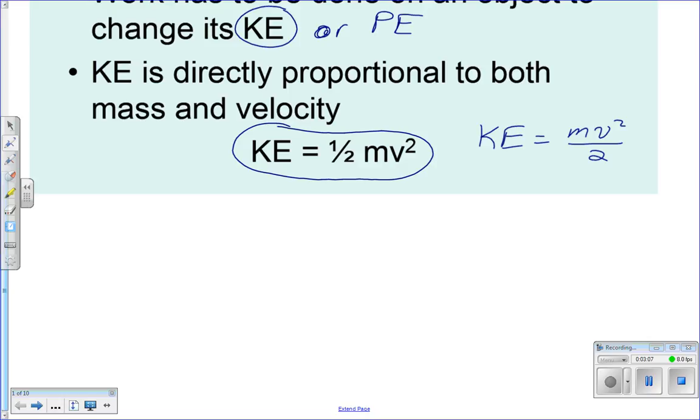But if you double the mass of an object, it's going to double the kinetic energy. But if you double the speed, velocity of the object, because the velocity gets squared in the equation, 2 squared is going to be 4. It's going to have 4 times as much kinetic energy if you double the velocity.